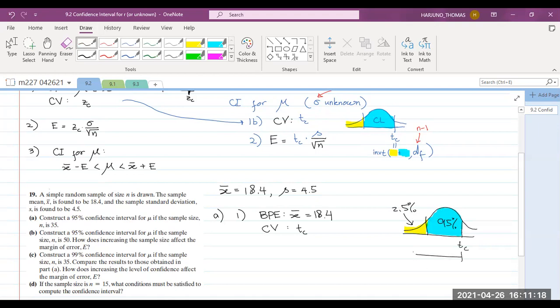Right, the area to the left will be 97.5%, right? Okay, so the calculator notation will be inverse t, area to the left 0.975, comma, degree of freedom. Degree of freedom, n equals 25 for part A, right? So the degree of freedom will be 24, one less than that.